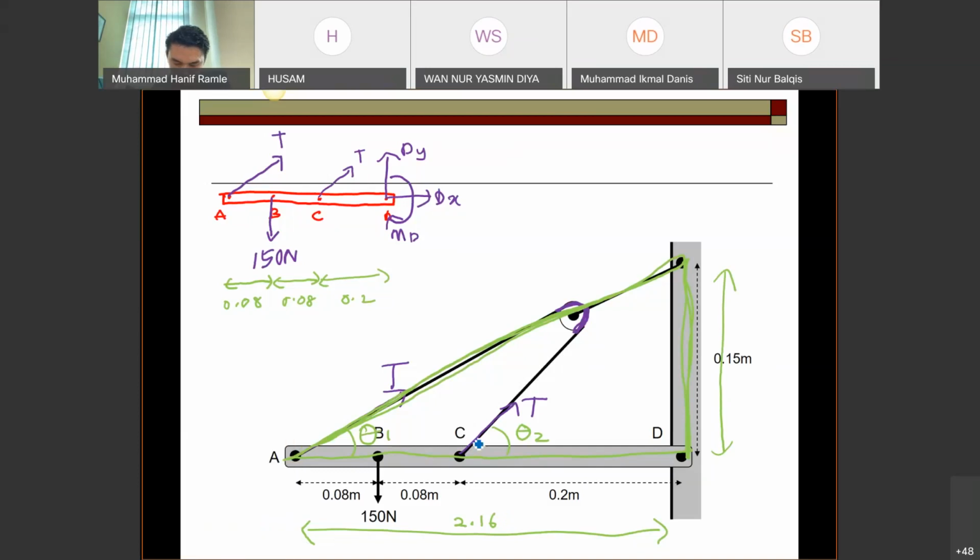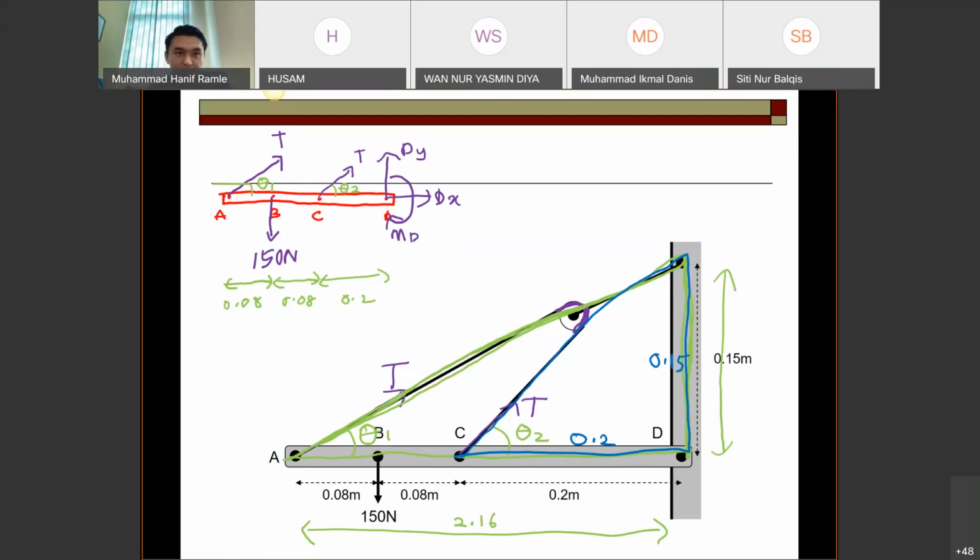And theta 2 should be here, in this triangle. This one is 0.2, and the other one is 0.15. You will get theta 2. So put the values of theta in the FBD, it will make your work easier later on.